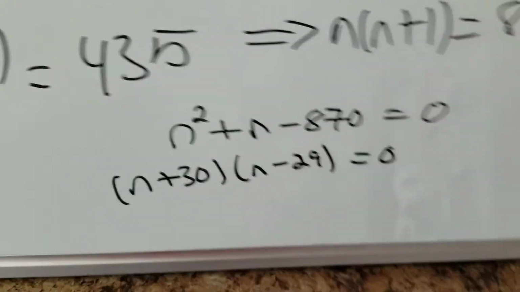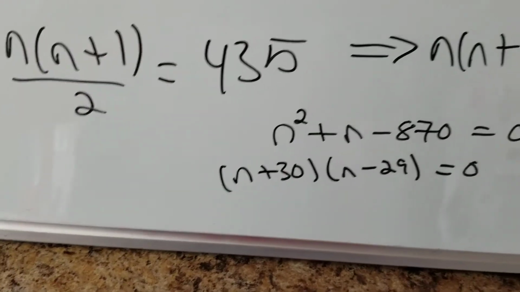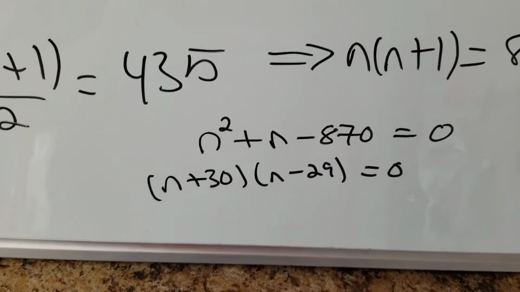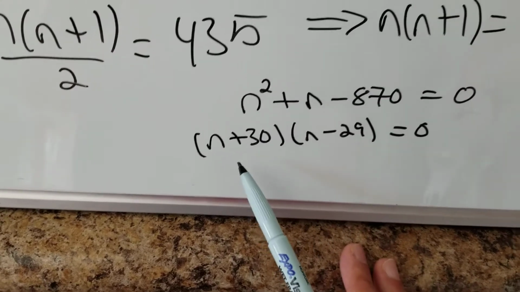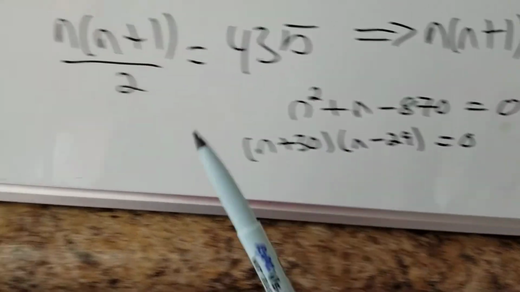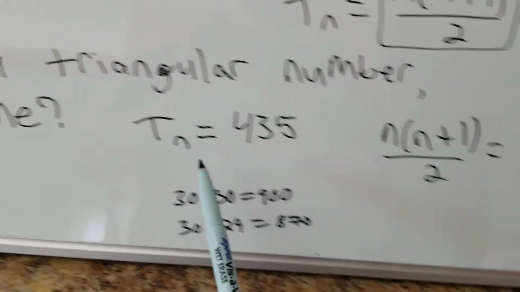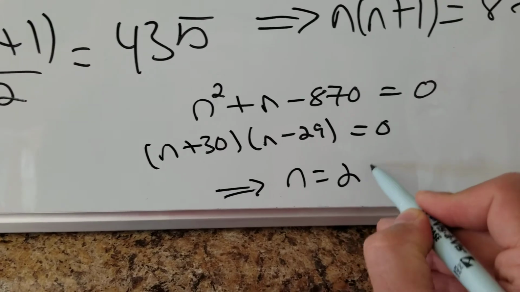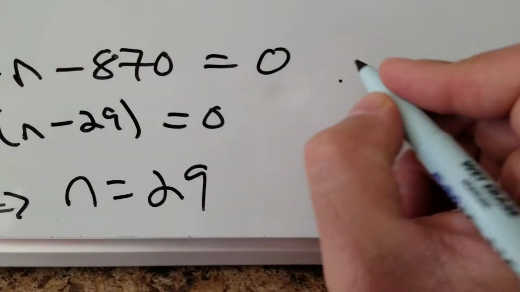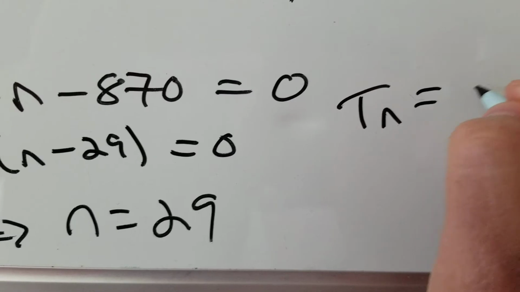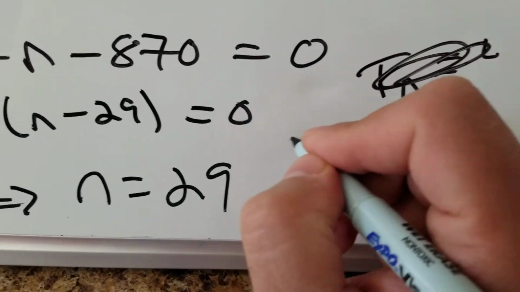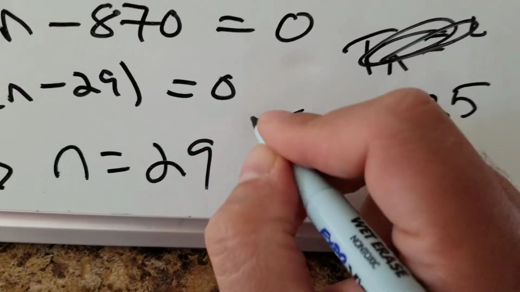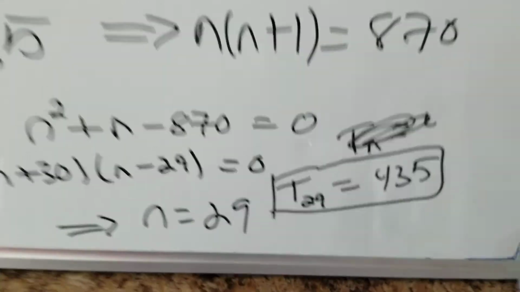You can double check it, but if you FOIL that out, you're going to end up with a positive n in the middle, negative 870 on the end, which is what you want. And then this tells us that my n is either negative 30 or positive 29. But of course, when we're dealing with these t sub n values, it can only be the positive one. And so all this work tells me that my n equals 29. In other words, t sub 29 equals 435. And so that would be your answer.